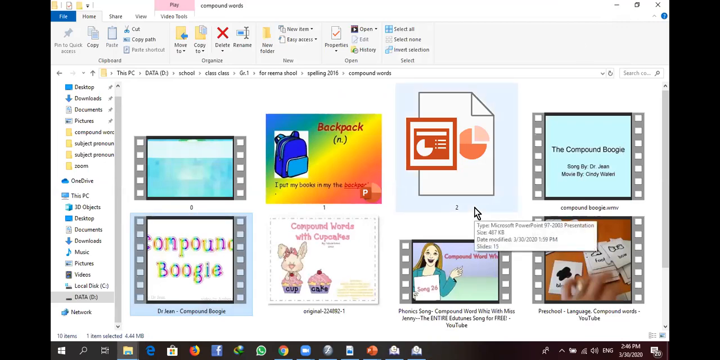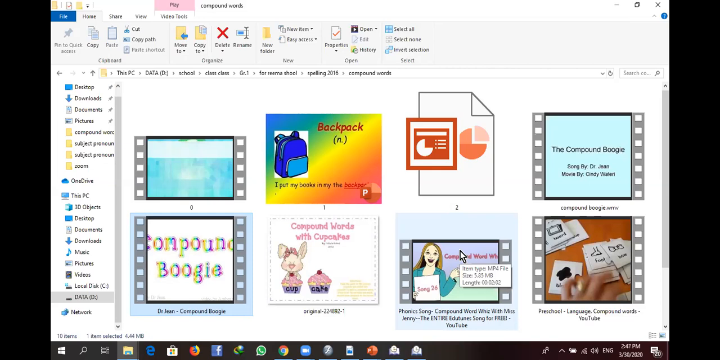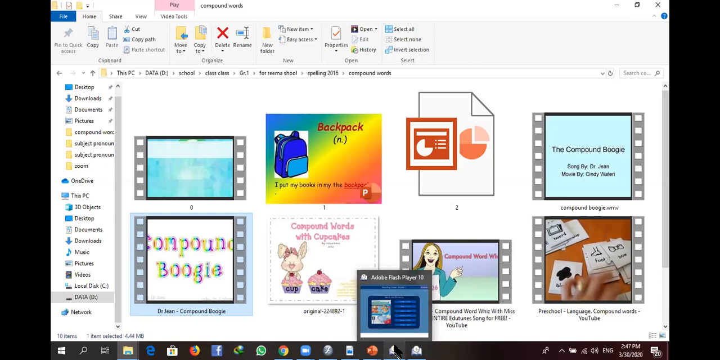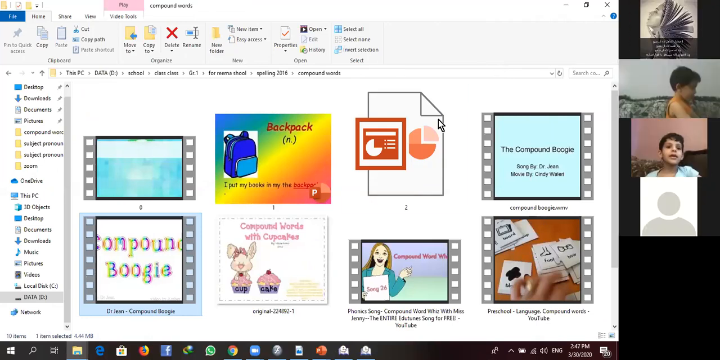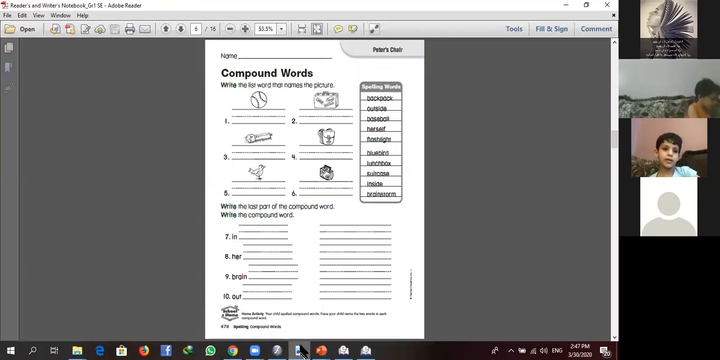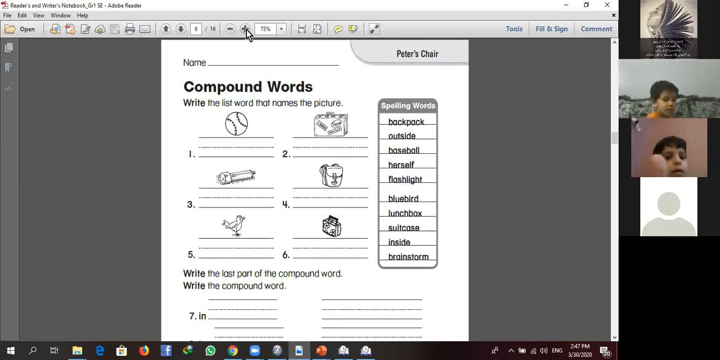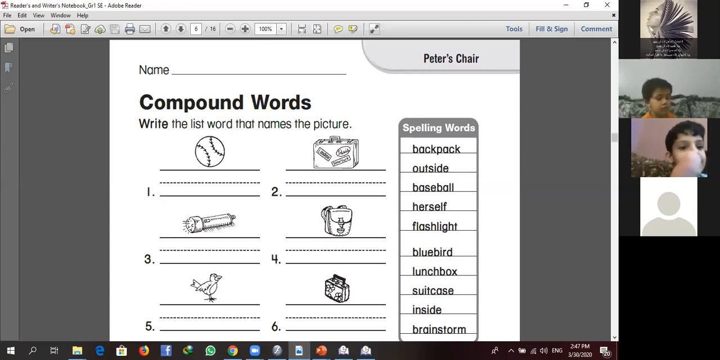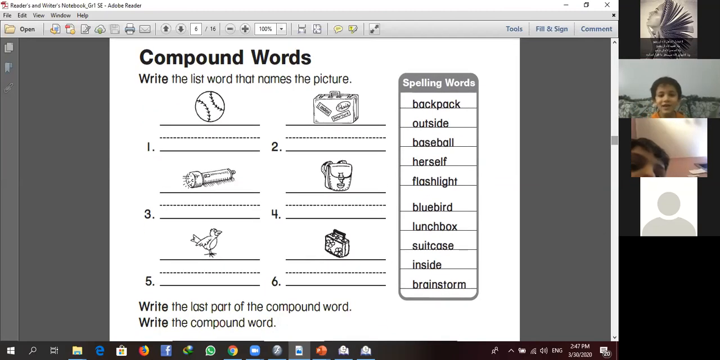Guys, if you don't mind now, will you open your notebook? Open your notebook, page 478. Guys. Did you solve this page? Did you see this page? Really? You answered it? Yes. Okay, let's answer the first part together, okay?